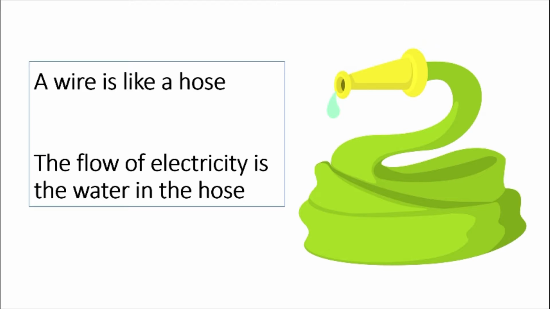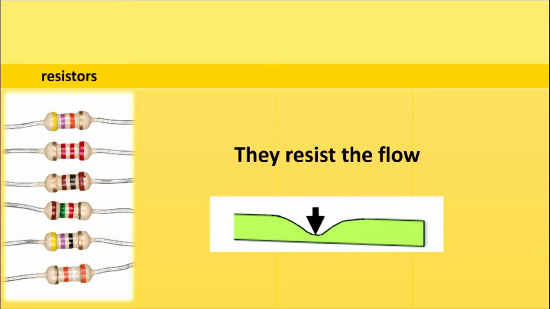Now we must talk about what these individual components are and how they work. In general, a good analogy for explaining how electronics works is explaining it in terms of water. So a wire is like a hose, and the flow of water in that hose is like the flow of electricity in a wire. Anyway, let's start with resistors. A resistor is like if you squeeze a hose or step on it and it resists the flow, which is why it's called a resistor.